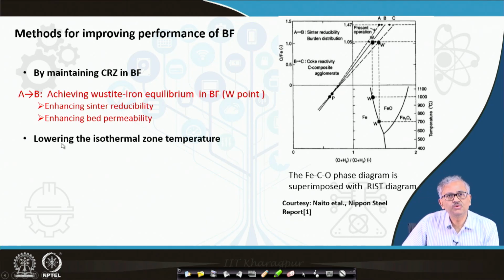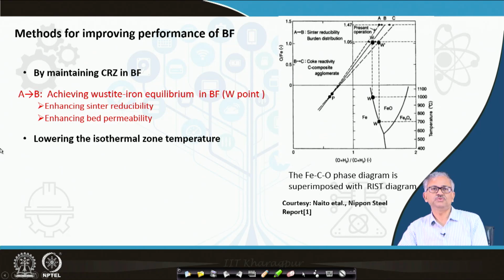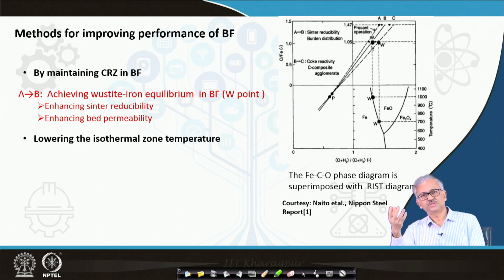The second thing is lowering the isothermal zone temperature. This is a very unique concept. You can see at 1000 degrees centigrade, roughly 900 or 1000, there is 1.3. So this is the Wustite equilibrium, that is the solid line I am showing, because the isothermal zone temperature is usually around 1000 degrees centigrade. And at that condition O by C is equal to 1.3.